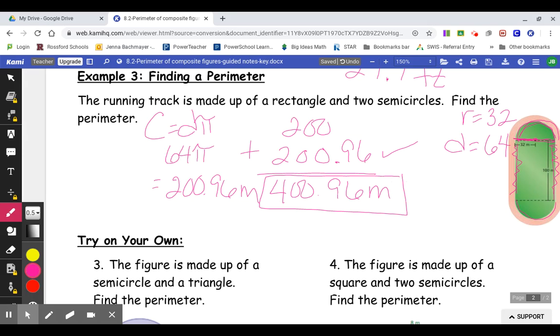Okay, you have 3 try on your owns. We have a semicircle and a triangle. We have a square and 2 semicircles, and then find the perimeter of the room that is shown for number 5. Okay, go ahead and pause the video.